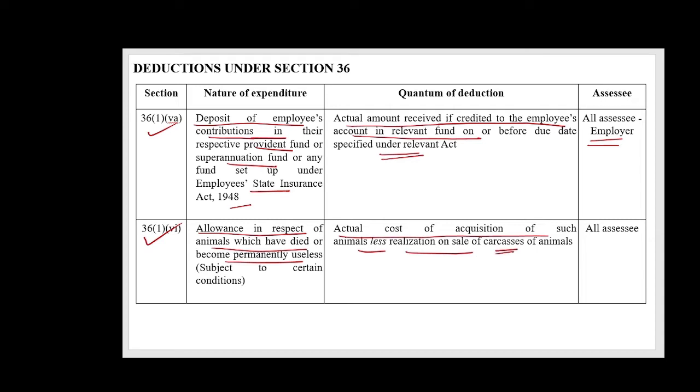You might wonder why the carcasses of animals will be sold. It can be because of the skin or meat, etc. And who is qualified for this deduction? All assessees can claim deduction under this section.